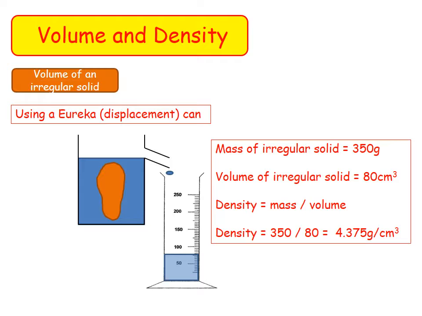So if you know the mass of the irregular solid, which for this example is 350 grams, and the volume that the irregular solid has displaced, which is 80 centimeters cubed, you can work out the density. It will be mass divided by volume. In this particular case, it will be 350 divided by 80, which is 4.375 grams per centimeter cubed. And that, in a nutshell, is what you have to know for the topic of density.